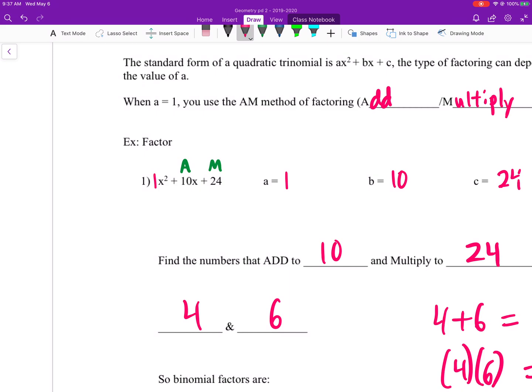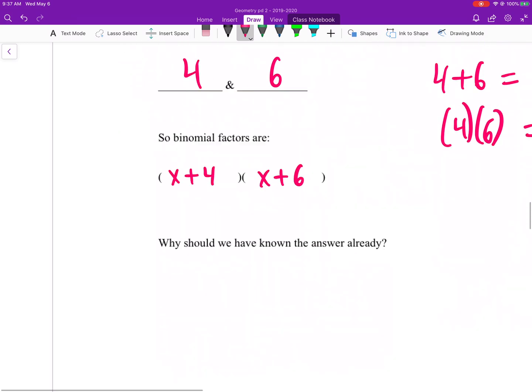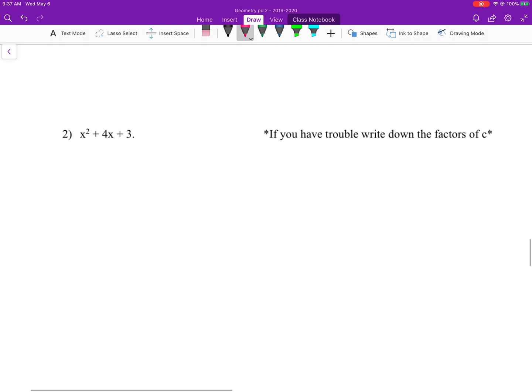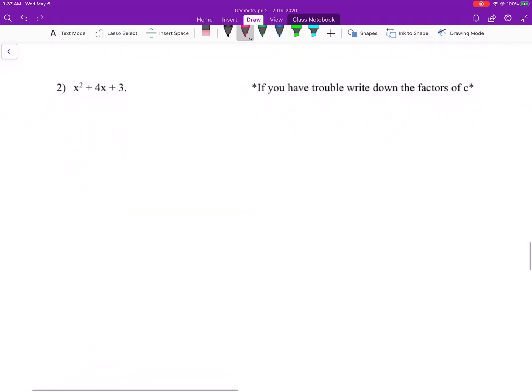Alright, because remember, it's good to think about what actually factoring is. When you factor, you're finding out what two values or two expressions are going to end up multiplying to the original expression. So if you were to multiply that out, just like we did with the do now, we would end up with the original. Okay? So let's try it out.